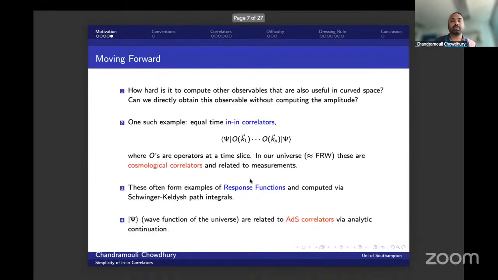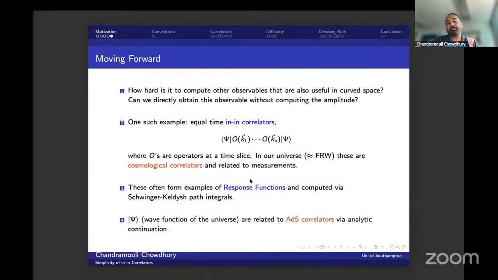Good. Now, moving forward, you could ask, this sort of historic, wonderful thing happened for observables in flat space. Could you ask if there are other observables for which some simplicity also occurs? And could we try to design it in a way such that these other observables are also useful in curved space?